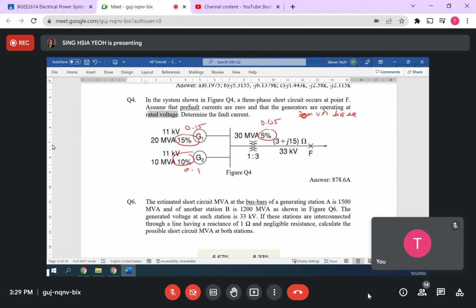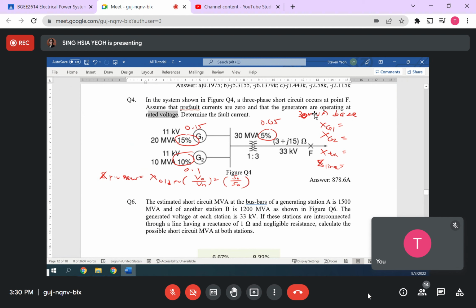So you use a formula to change it to get xg1, xg2, x transformer, then x line or z line. Okay, can you do it now? So what is the formula that you need to use? You can use a PU formula. The x PU new equals to x PU old, times V old over V new to the power 2. Because the V value now is the same, this one actually no need. Then S new over S old. Basically you need to change S new and S old.